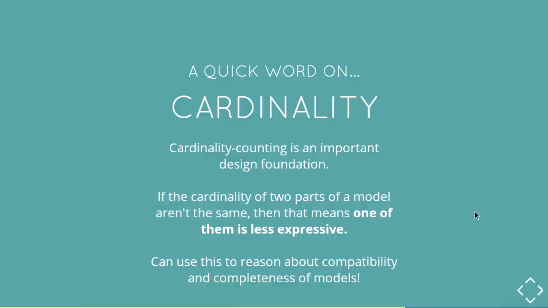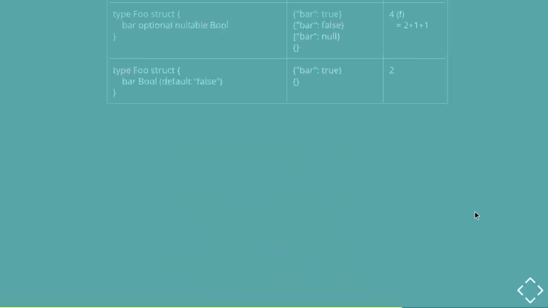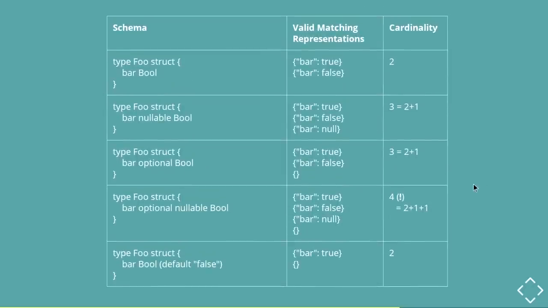Being able to count the membership of things means we can reason about the expressivity of a set of types. If the cardinality of 2 parts of a model are the same, then clearly we can have a lossless conversion from one to the other. And if they aren't the same, that means one of them is less expressive or more expressive than the other. This is really useful for reasoning about compatibility of schemas and the completeness of models. A lot of other systems miss this.